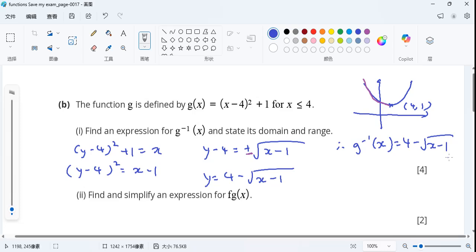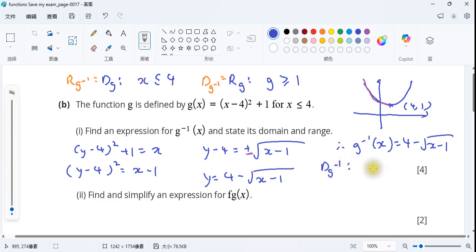Okay, and we want to find the domain and range. The domain of g is x ≤ 4, and the range of g is g(x) ≥ 1. We know that the domain of g equals the range of g inverse, and the domain of g inverse equals the range of g. So the domain of g inverse is x ≥ 1, and the range of g inverse is g inverse ≤ 4.